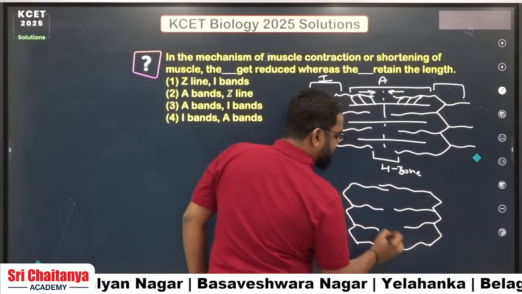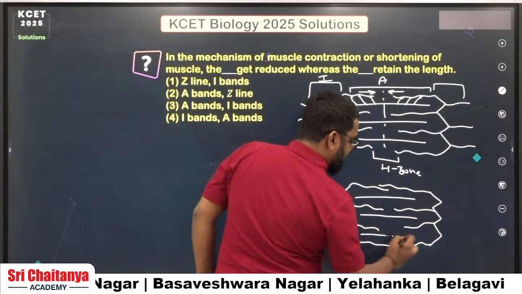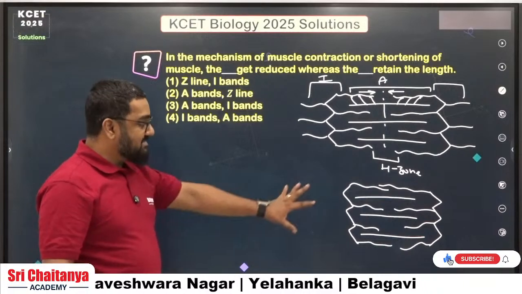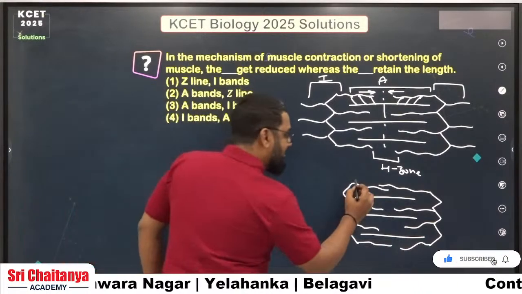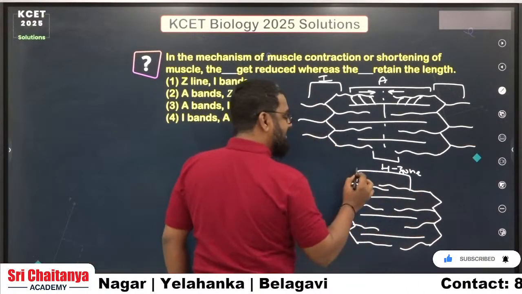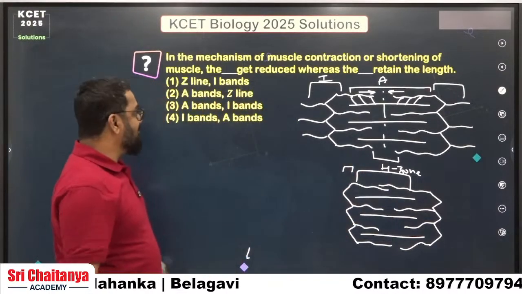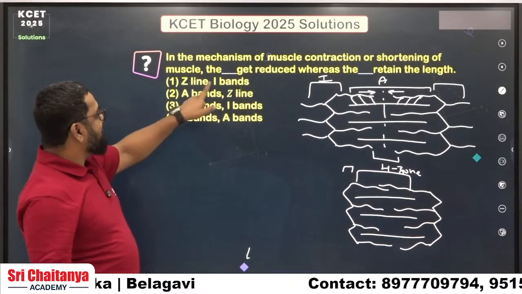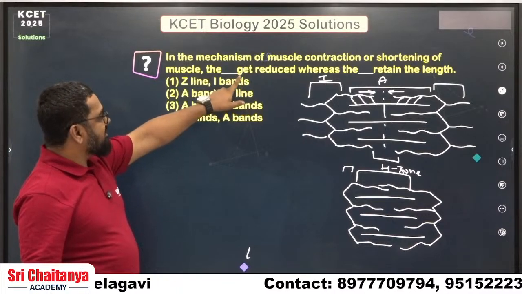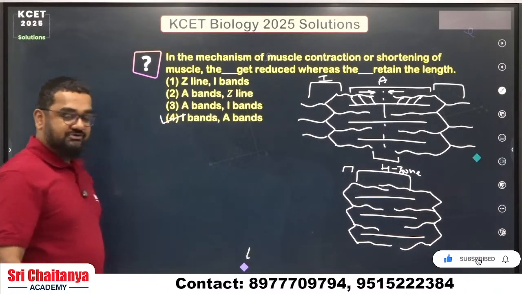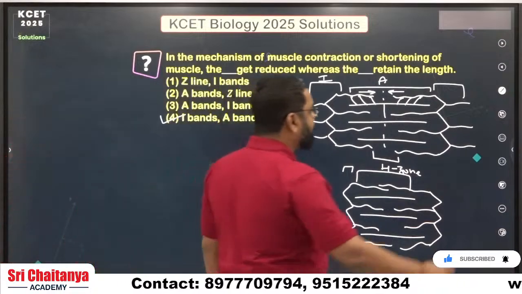What has vanished? Light bands have vanished or reduced, right? What remains the same? A band. So the dark bands have remained the same in length, whereas you can say this has reduced or this has vanished completely. So that is why you can say I bands get reduced, whereas A bands will remain the same. Option 4 will be your answer.